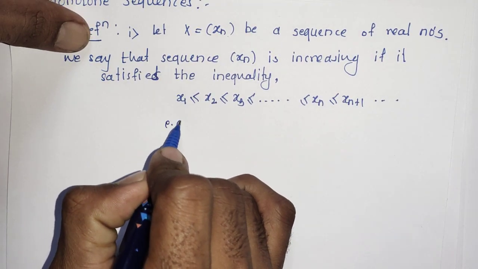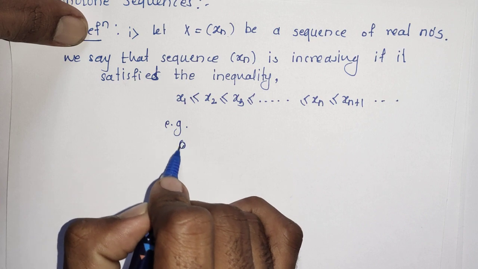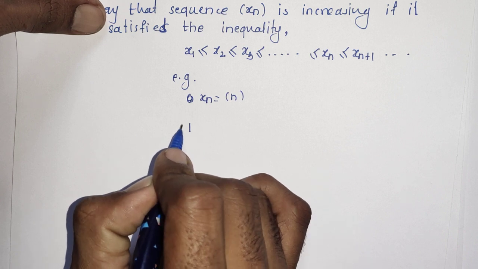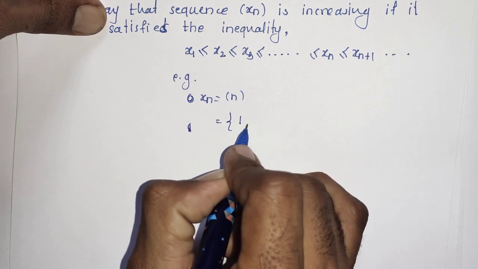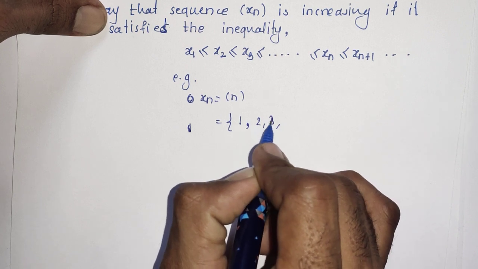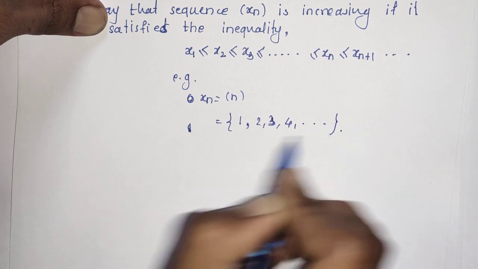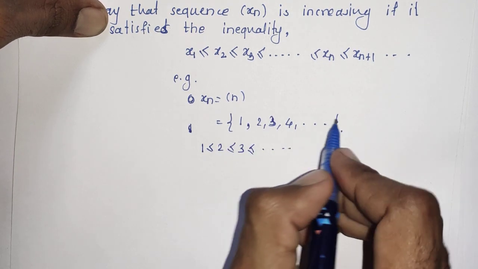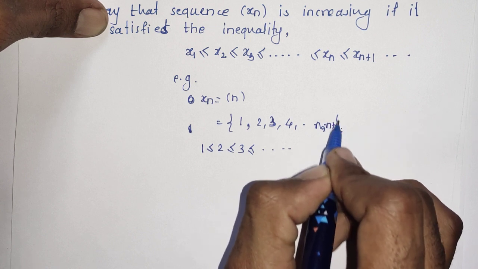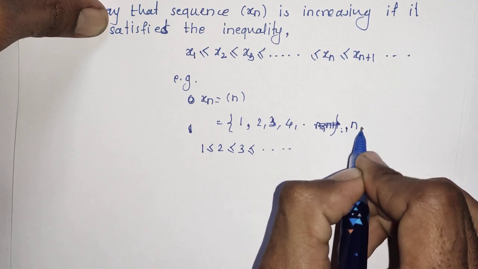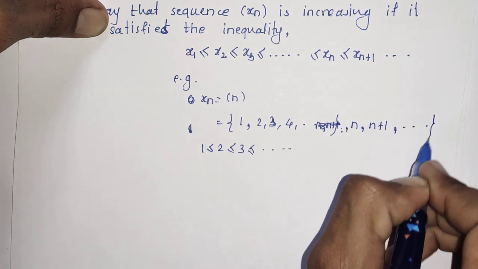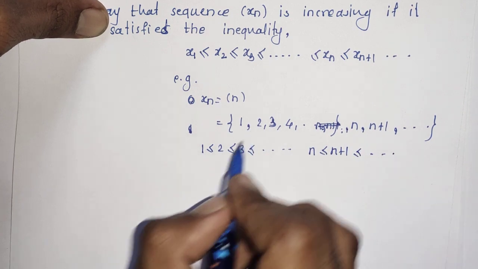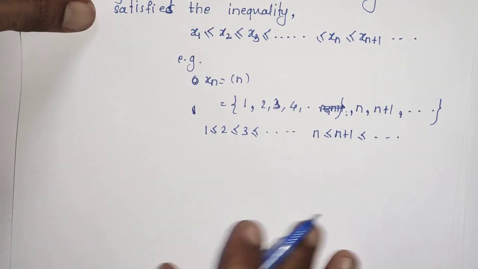For example, suppose the sequence xn is equal to n. Then the elements of this sequence are: the first element is 1, the second is 2, the third is 3, 4, and so on. Here the nth element is n and the next is n plus 1. So clearly n is less than or equal to n plus 1, and so this sequence xn equals n is an increasing sequence.